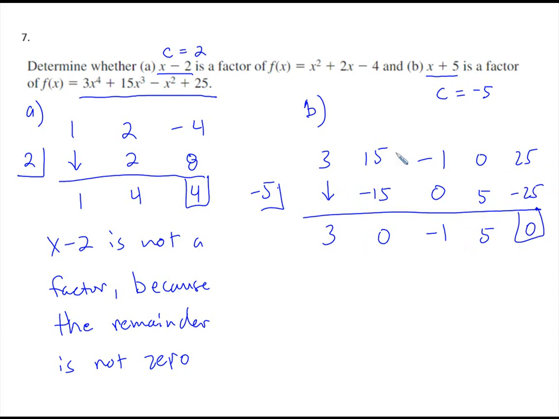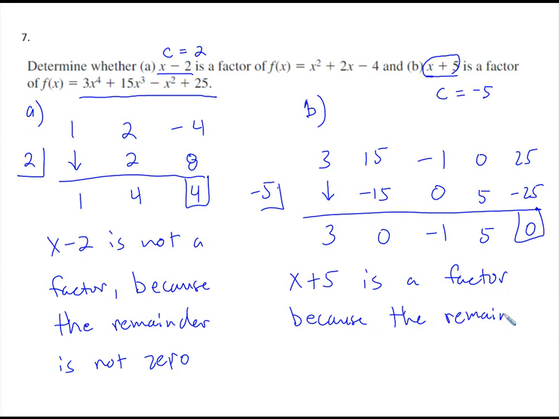When you do synthetic division and your remainder is 0, that means that the binomial that you divided by, this x plus 5, is a factor of the polynomial. So x plus 5 is a factor. I'm just explaining why. It is a factor because the remainder is 0. So when you get a remainder of 0, that means that the binomial that you divided the polynomial by is a factor of that polynomial.